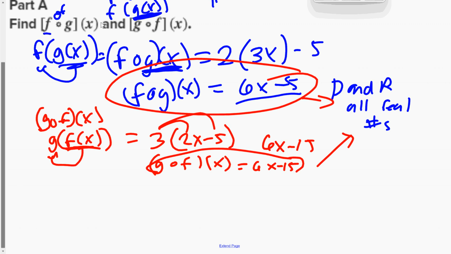Now let's go ahead and look at part B. Part B is just the domain and range, which is all real numbers since they're linear.